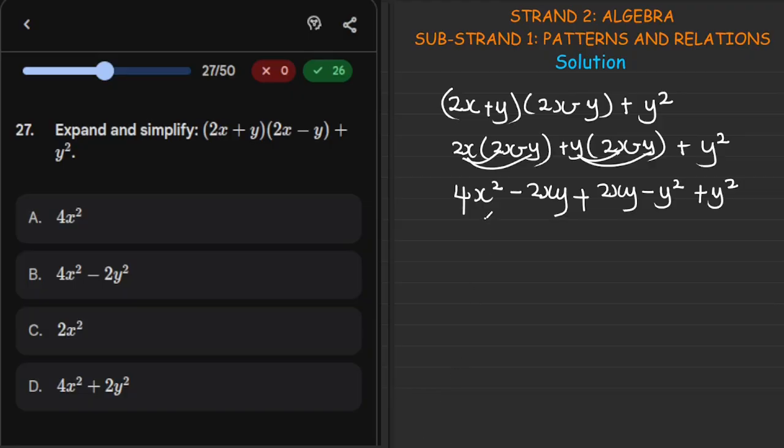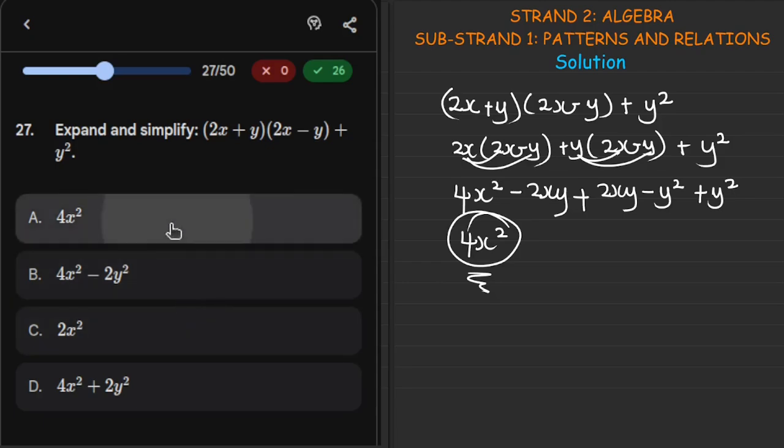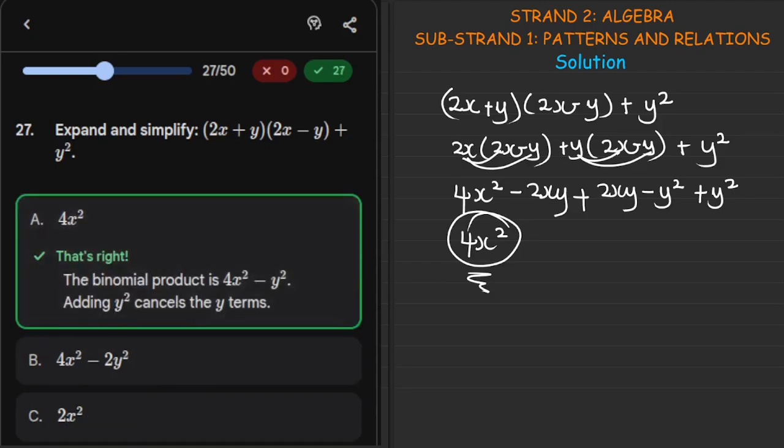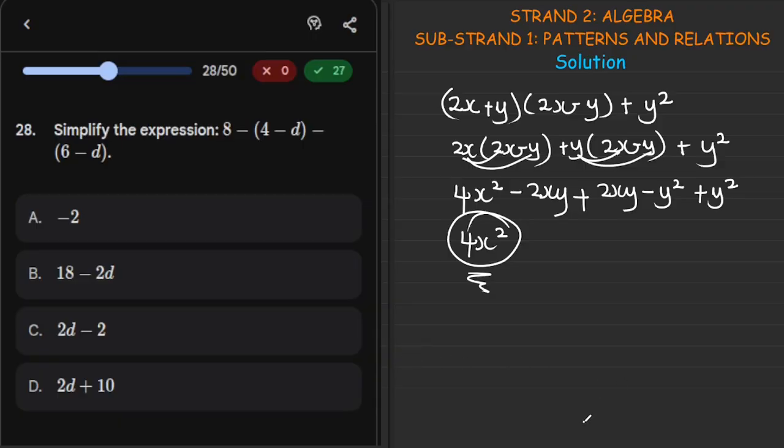So with that, we have a 4x squared. Now these two here cancel out each other because the negative 2xy plus 2xy, right? Negative 2xy plus 2xy. So we are just left with what? This negative y squared plus y squared. In fact, that also cancels each other. So this is the lone man standing, which is a 4x squared. Question number 28. It says 8 minus into bracket 4 minus d, then minus 6 minus d.